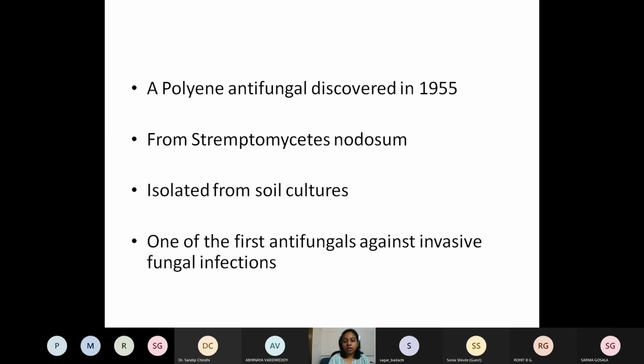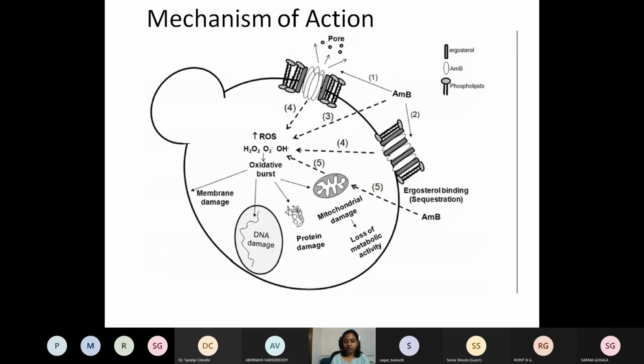So it was one of the first antifungals discovered, and that is the reason there were no trials. It was very potent in the sense that it had a wide spectrum of activity, and it was considered for a long time, and even today, a gold standard of treatment for life-threatening invasive fungal infections.